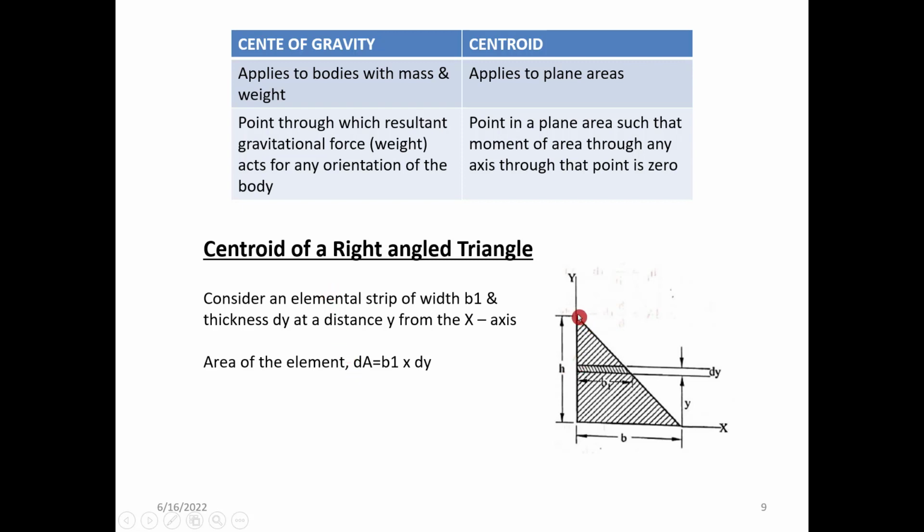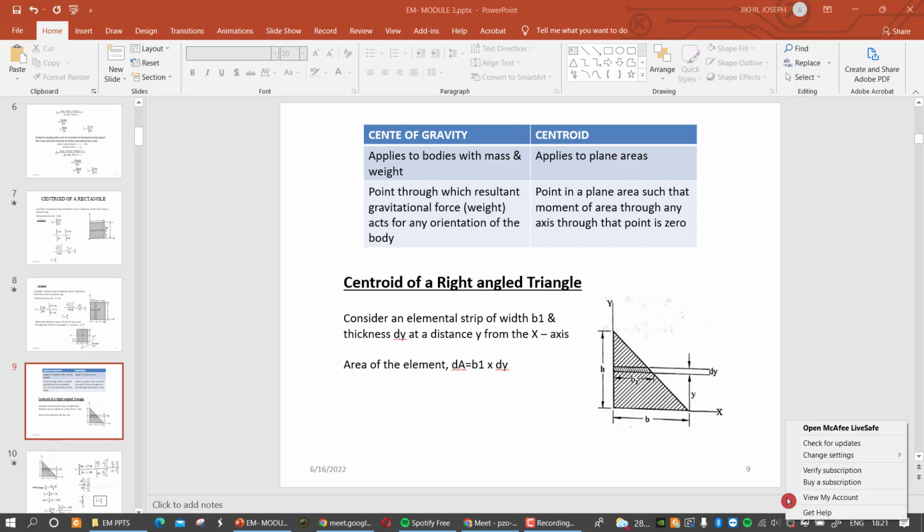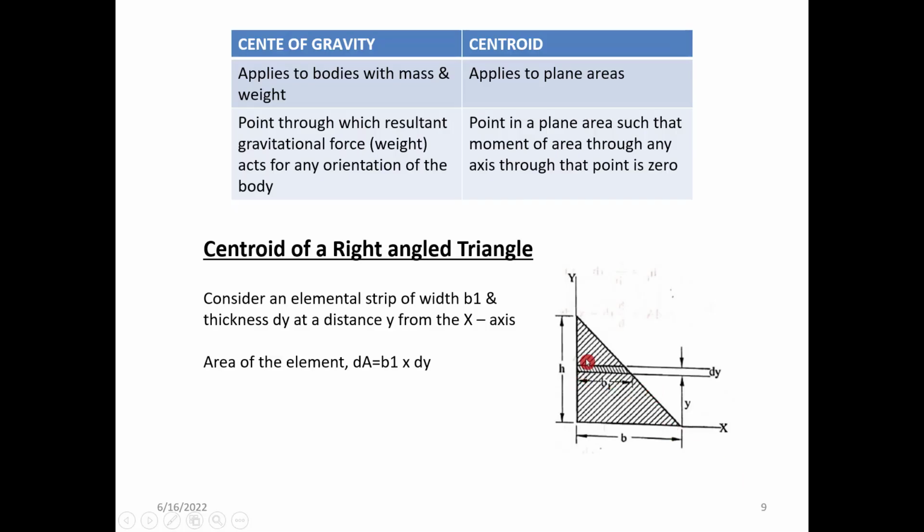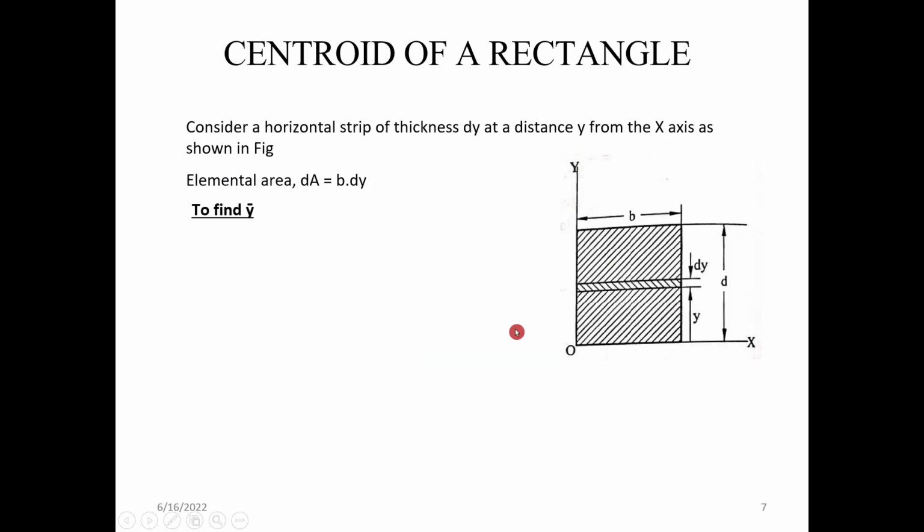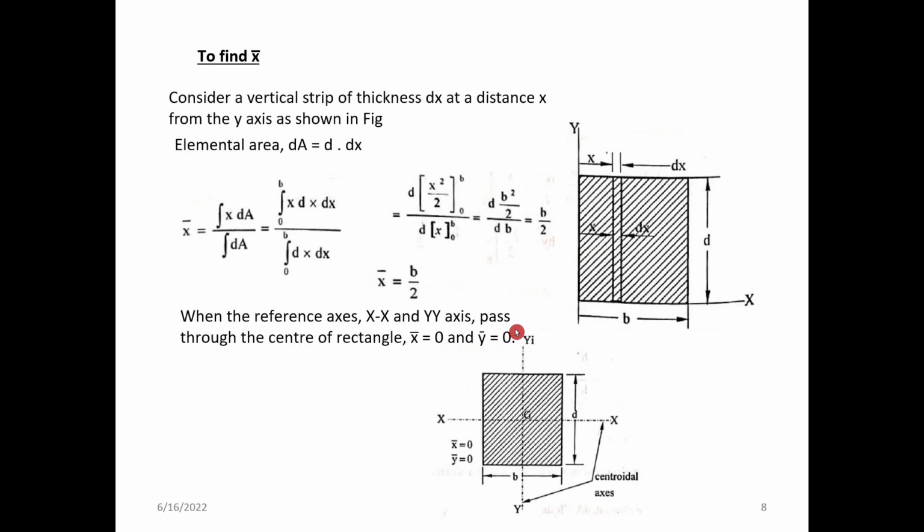Coming to the new problem, we have to find the centroid for a right angle triangle. For this triangular geometrical figure, there is no axis of symmetry. We can't find any axis of symmetry, neither vertical nor horizontal. So we cannot guess the centroid, and we can use the equations to find it, the same equations which we have used before. Coming to this problem.